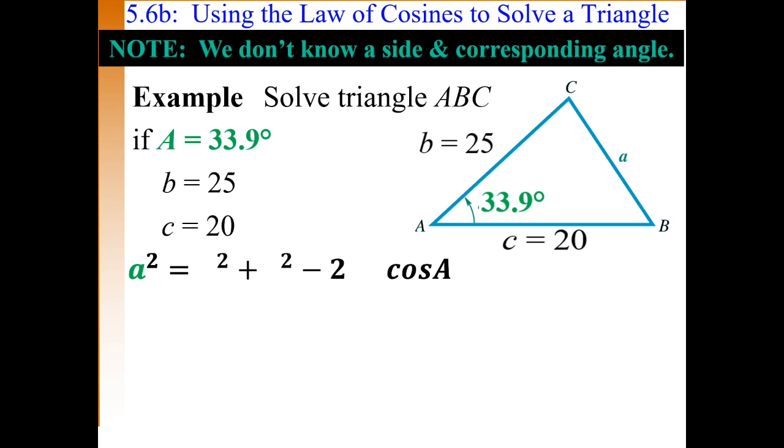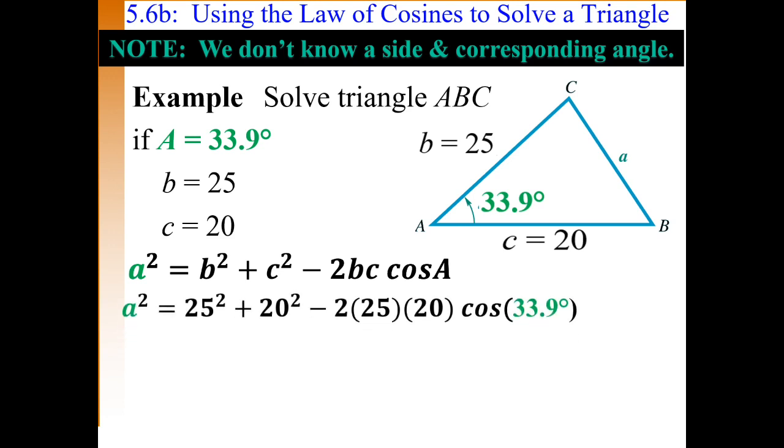The two sides we have not used are sides B and C, so they go here and here. Okay, now that we've written the equation for the law of cosines for side A and corresponding angle A, let's substitute the values. Simplify the right side. 25 squared is 625. 20 squared is 400. Negative 2 multiplied by 25 multiplied by 20 multiplied by the cosine of 33.9 degrees is 830.0122851. Make sure your calculator is in degree mode.